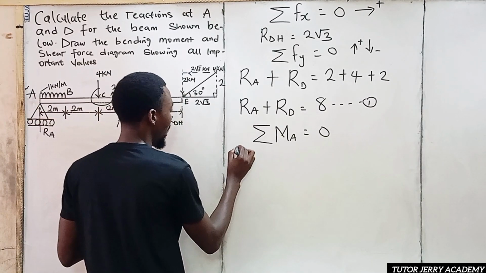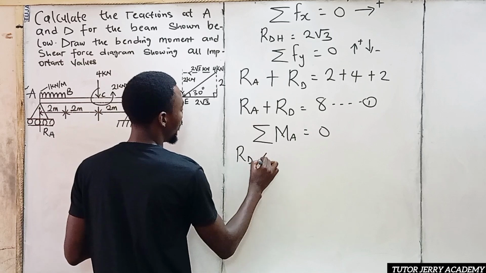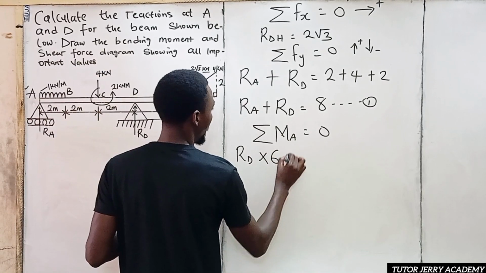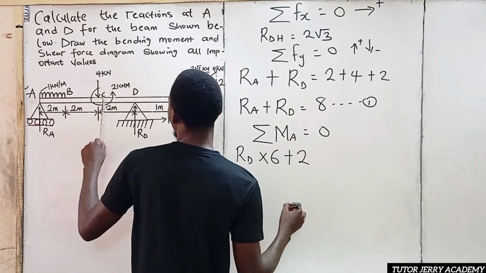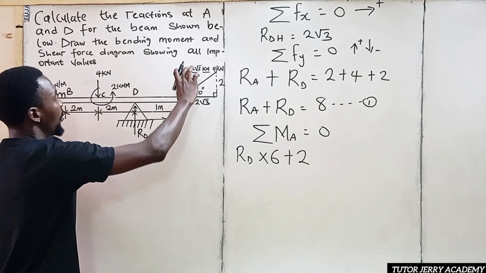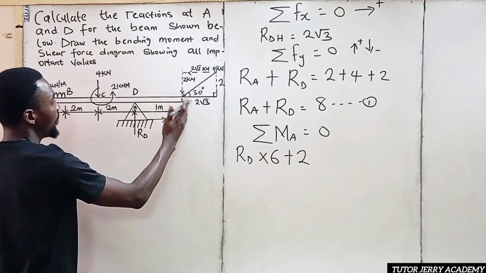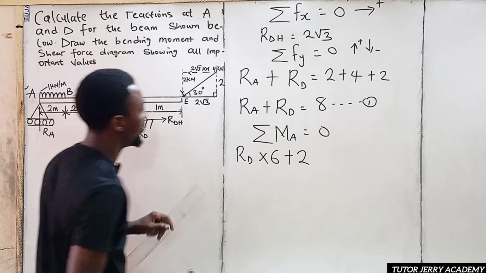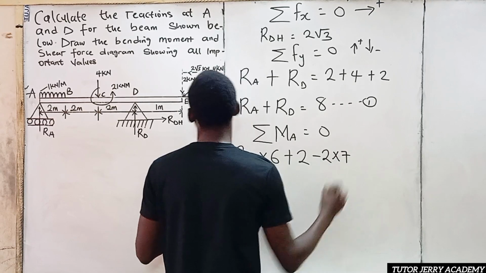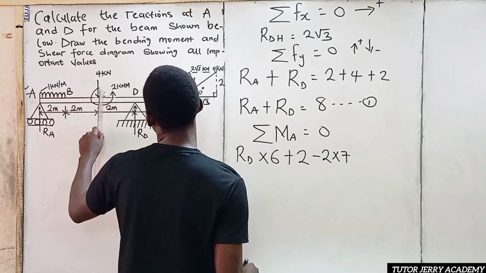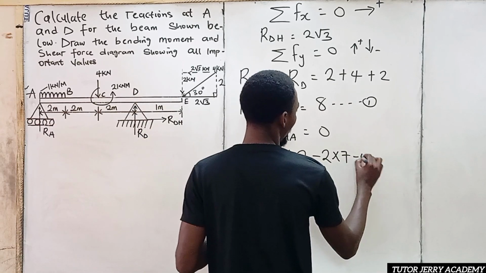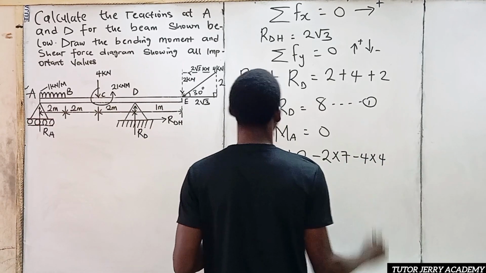We are going to have R_D multiplied by the distance that it covers. That is 6. We are going to have 6 R_D plus 2. This moment here, which is going to be. Then if you look at this other force, we have 2 multiplied by the total distance. That is 7, right? That is going to be minus 2 multiplied by 7. And here we have 4 multiplied by 4. Minus 4 multiplied by 4.